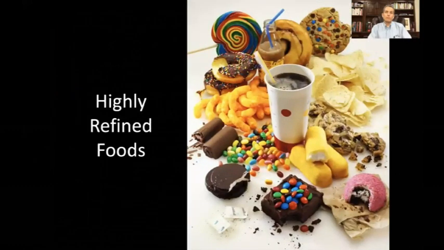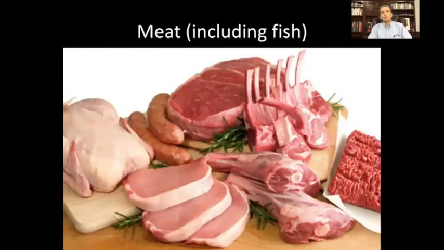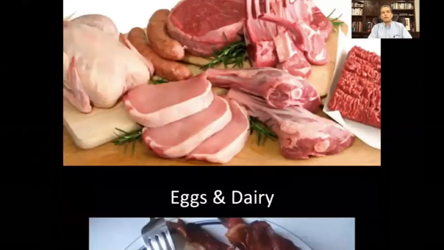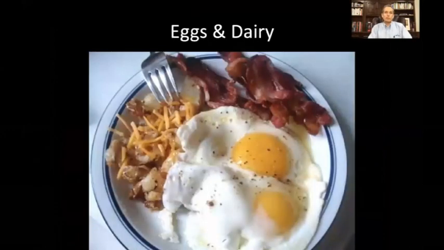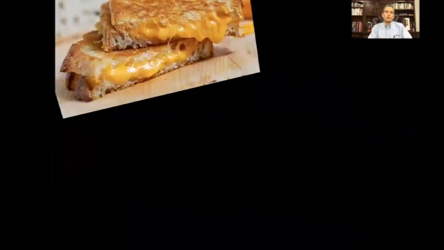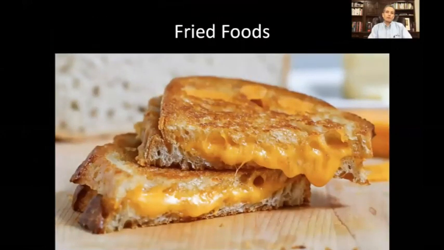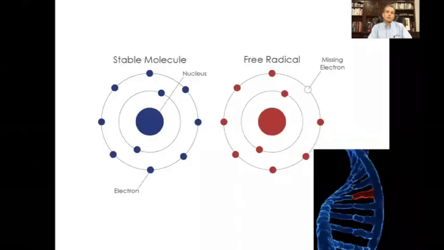So it's really good. So what do highly refined foods, meats, including fish, and eggs and dairy have in common? Well, they are all, and fried foods too, big sources of oxygen-free radicals. What's an oxygen-free radical? Well, it's a molecule. Let's go back to chemistry class, Chemistry 101. Which I don't think it was 101, that was just literature, right?